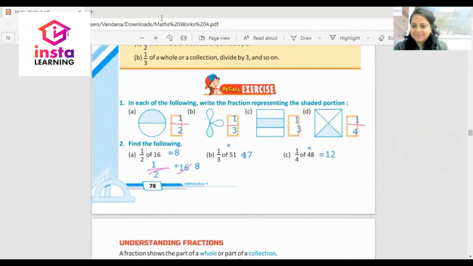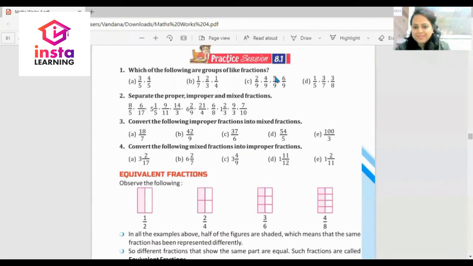Yes, it's very easy. Now students, come to this exercise 8.1. It's very interesting. So read it very carefully and listen very carefully. Which of the following are groups of like fractions? Just look at the digits in the denominator. 3 upon 5, 4 upon 5. So it's your like fraction. Denominators should be the same. So students, just take this as the correct answer. So just tick here, okay?